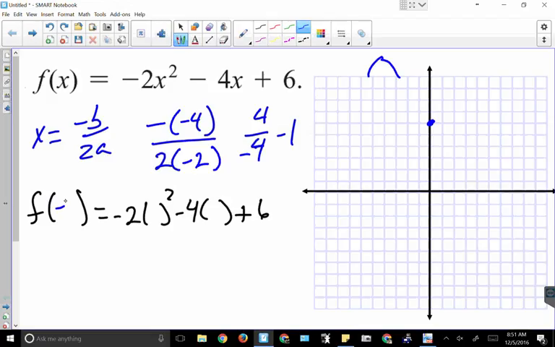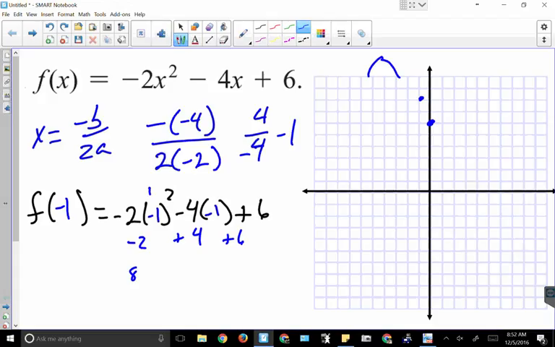For x equals negative 1. So let's see, negative 1 squared is 1, yes? Times negative 2, well, that gives me negative 2. This gives me plus 4. Plus 6. So when I do the math here, that means it's going to be at 8. Would you agree? Yes? Maybe so. So that means the vertex, let's see, 1, 2, 3, 4, 5, 6, 7, 8. Okay, so that's the vertex.